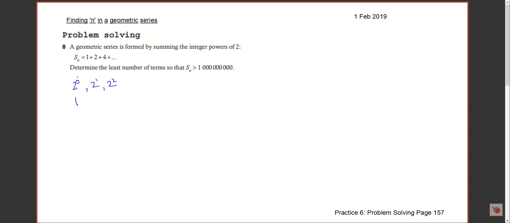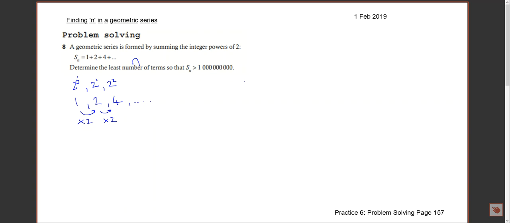2 to the 0 is 1, 2 to the 1 is 2, 2 squared is 4. Okay, so the common ratio, what are we timesing these by each time? 2. Good, so R is equal to 2. So we want to find the least number of terms so that S of n is greater than this amount. Okay, if we want to find the least number of terms, what letter are we trying to find? N. Okay, we're trying to find n.